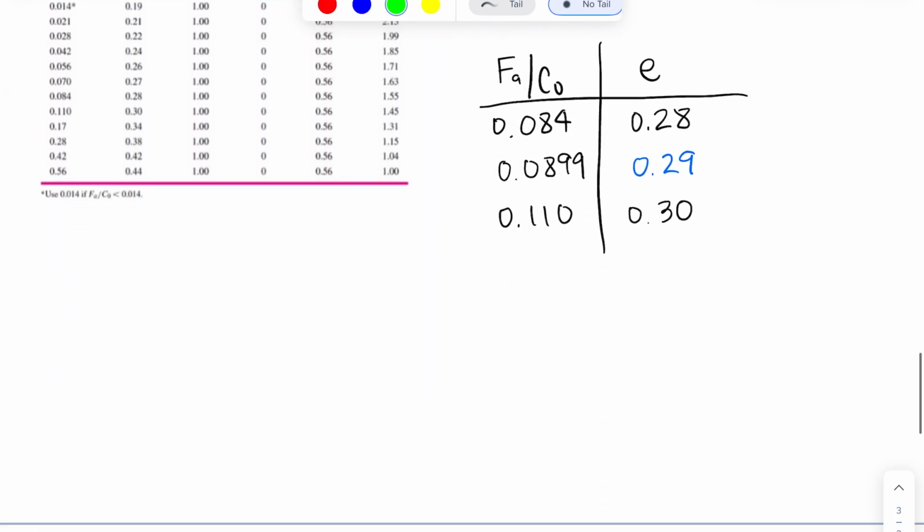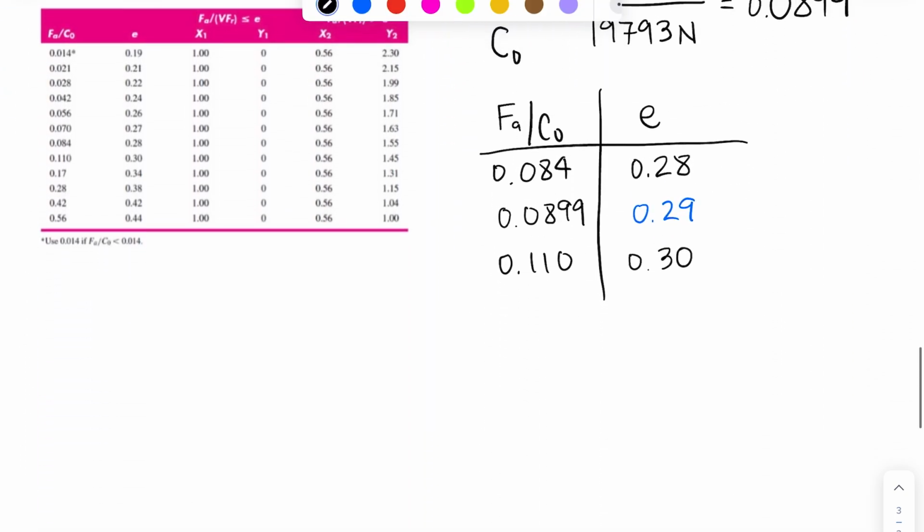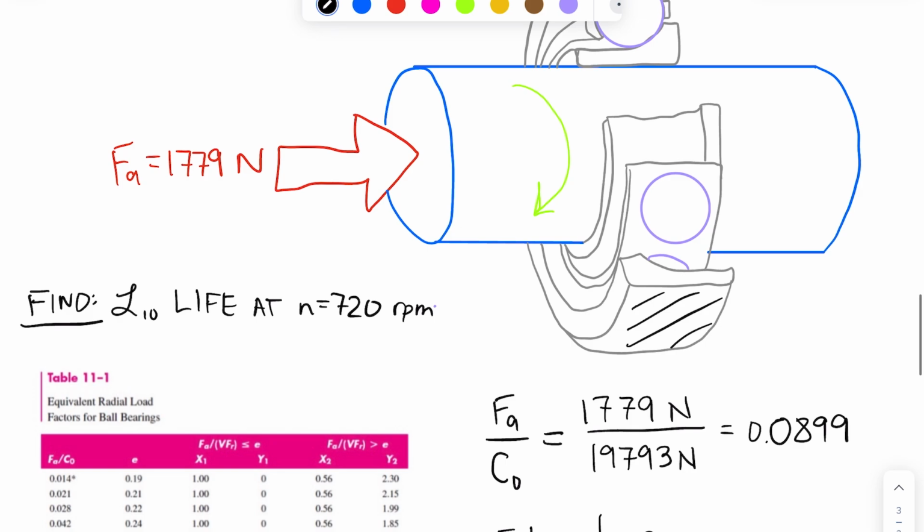Okay, so we're going to need to find the ratio of FA over VFR. Now FA, again, it's 1779, that doesn't change. V. Remember we said that V is our rotation factor, and that depends on whether we have the inner or the outer ring rotating. In this case, we were told that the outer ring is stationary, meaning that the inner ring rotates. That's what I drew these cross lines for, to denote that this is stationary.